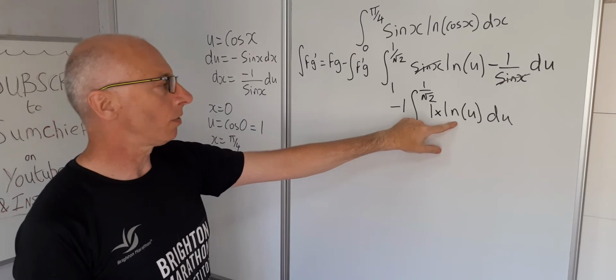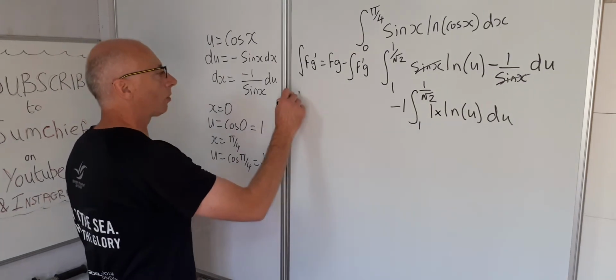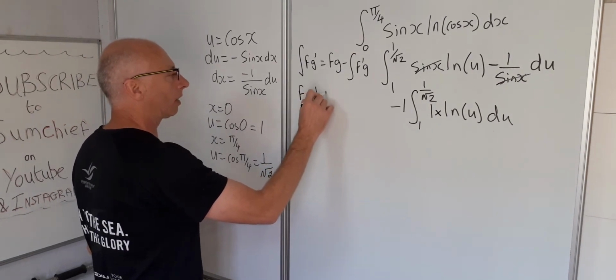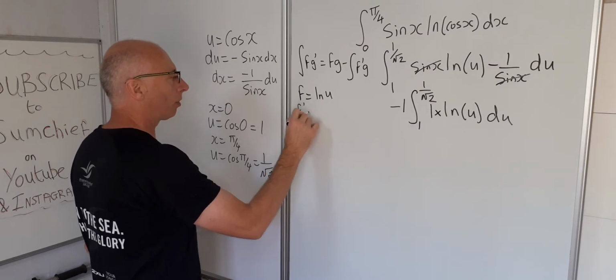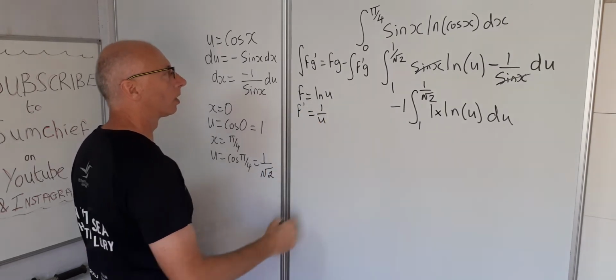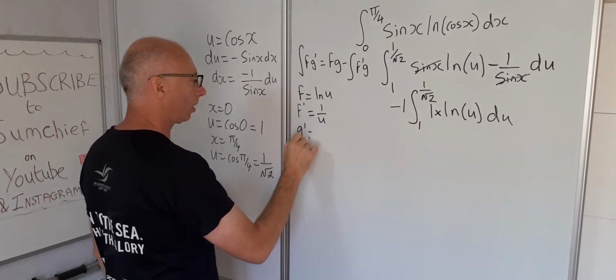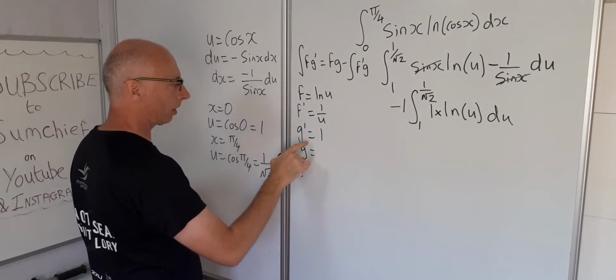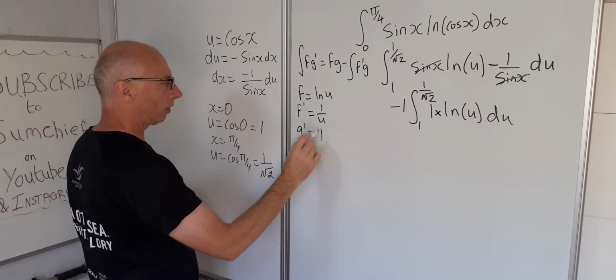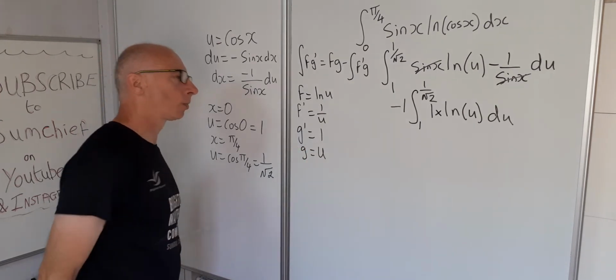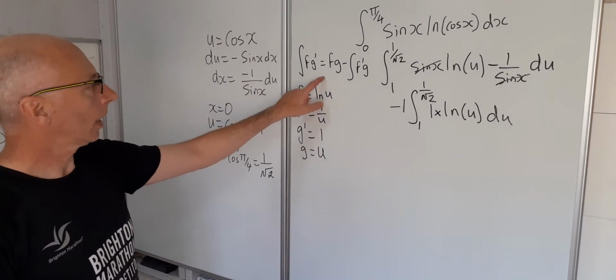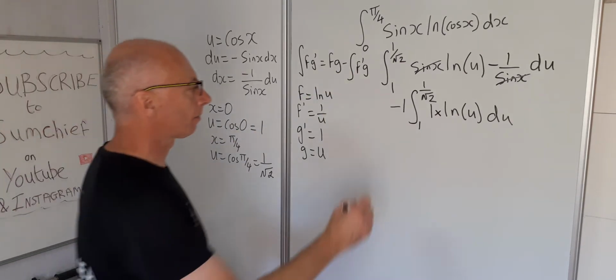So let's take the derivative of log of u. If you let f equal ln u, f prime is 1 over u. So therefore we need g prime to equal 1, and then g is the integral of 1 in the u world, which is u. Okay, now let's go and plug this in.